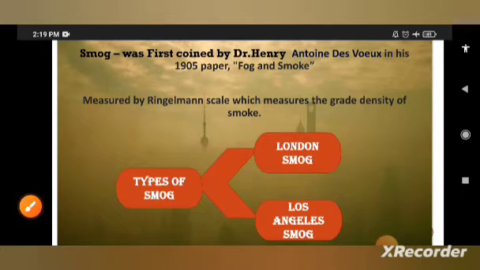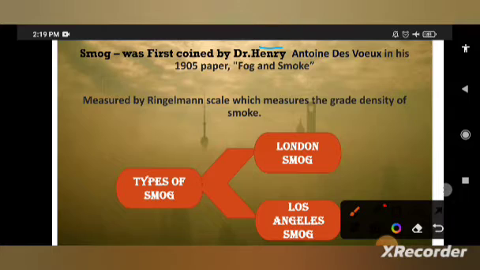The word smog was first introduced by Dr. Henry Antony in his paper Fog and Smoke, and it is measured by the Ringelmann scale, which measures the grey density of smoke. There are two types of smog. First is London smog and second one is Los Angeles smog. Now let's know about them in detail.